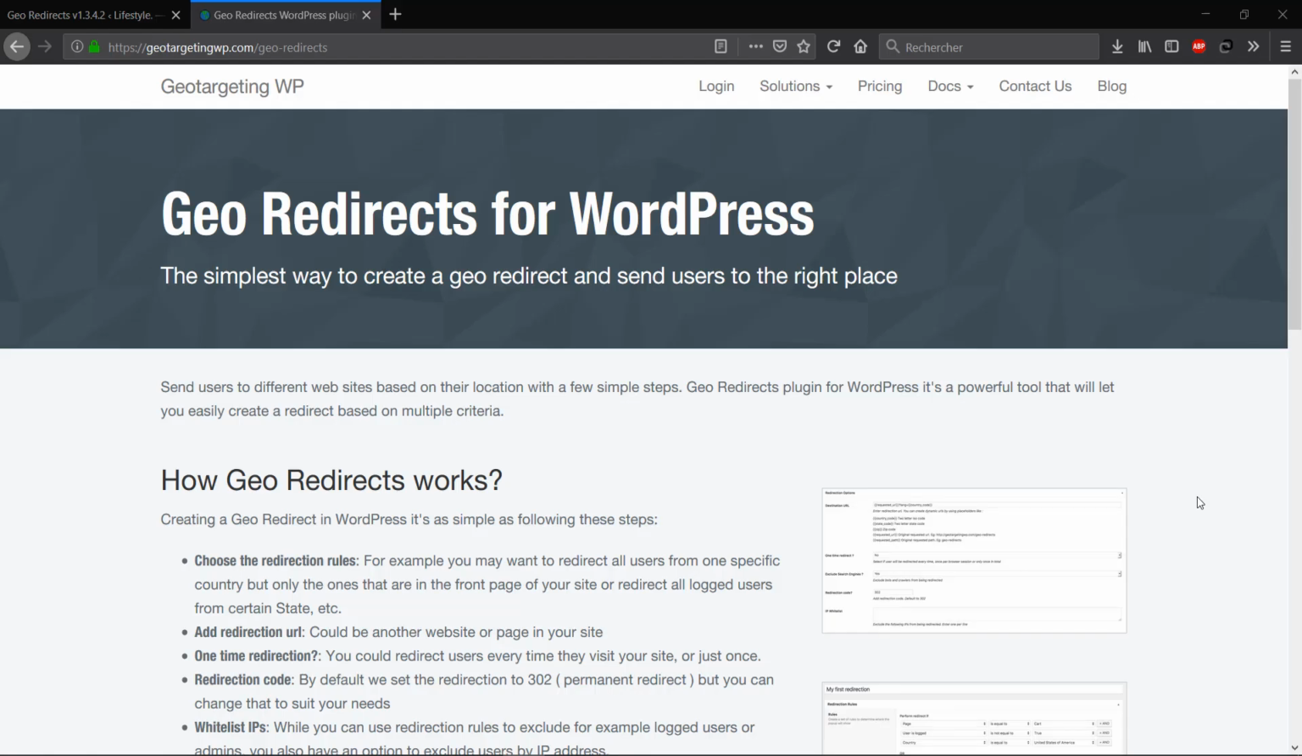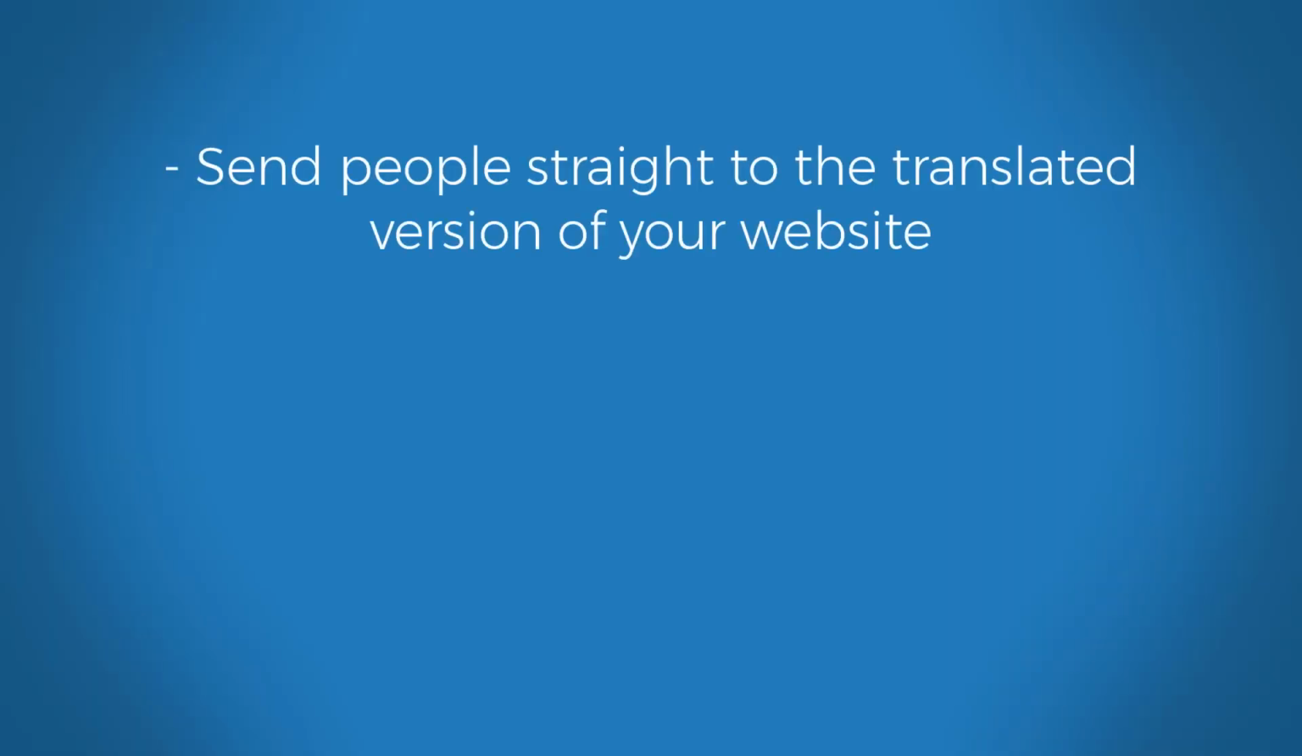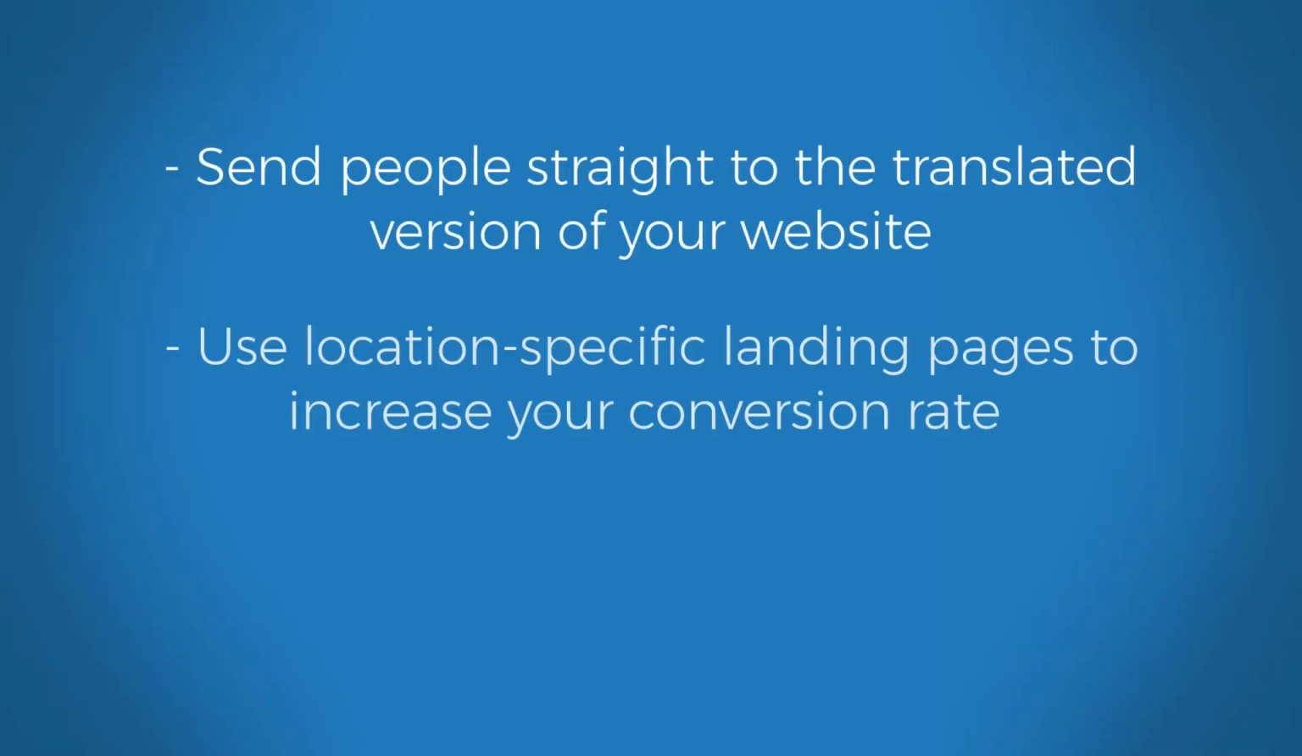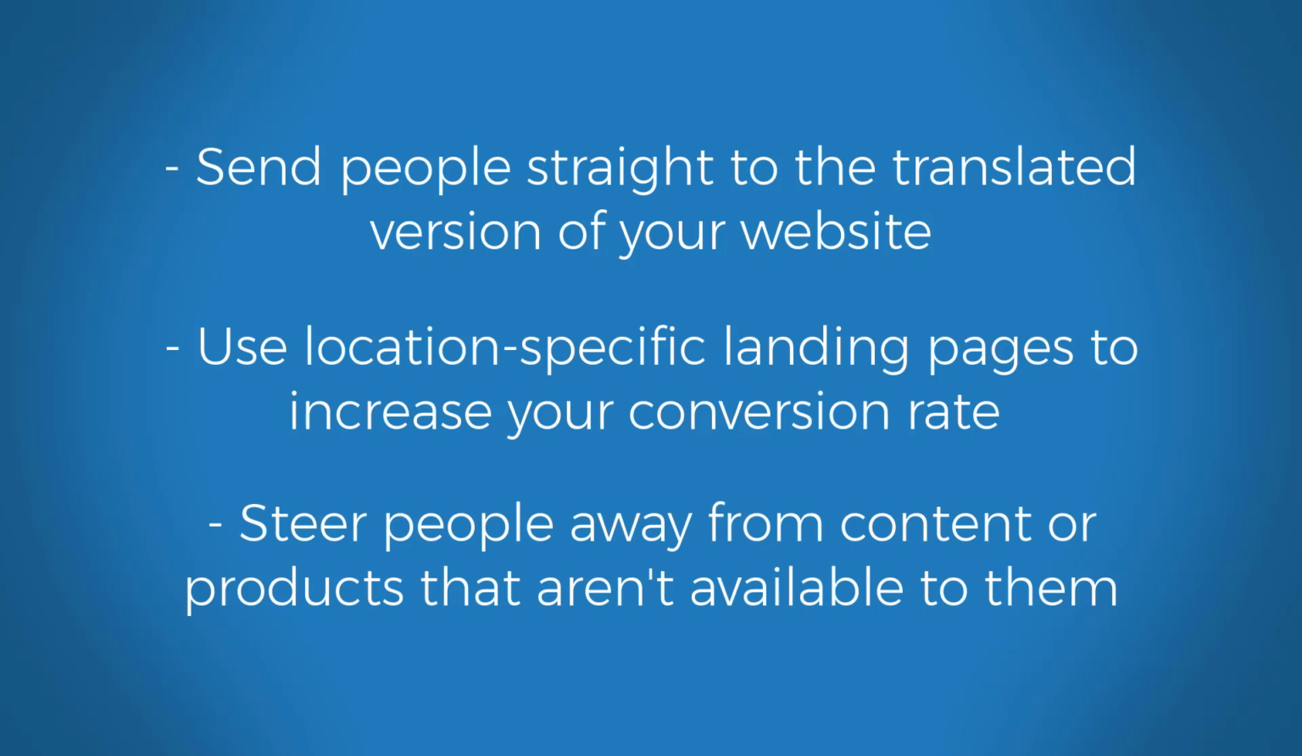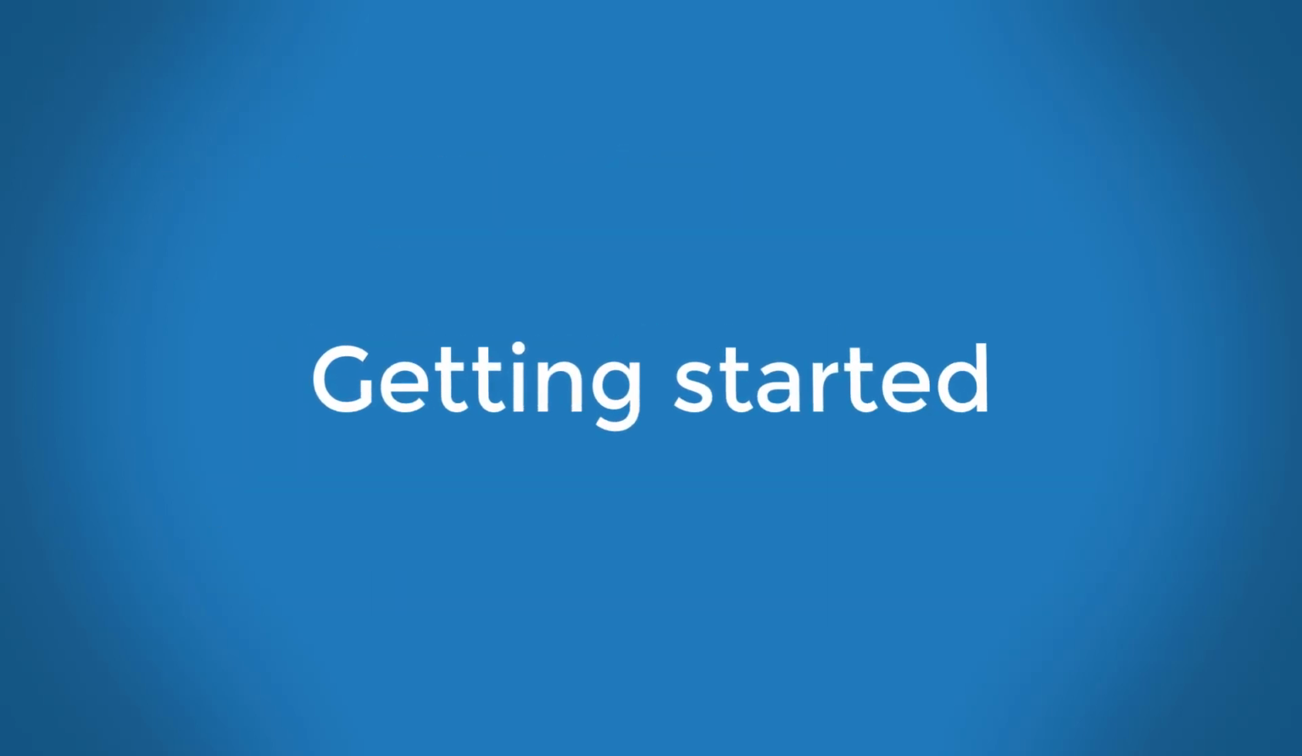Hey there! Today we're going to see how to redirect users based on their country or IP address on your WordPress website using the Geo Redirects plugin by Geotargeting WordPress. This type of redirect is useful if you want to send people straight to the translated version of your website, use location-specific landing pages to increase your conversion rate, or steer people away from content or products that aren't available to them. Okay, let's get started.